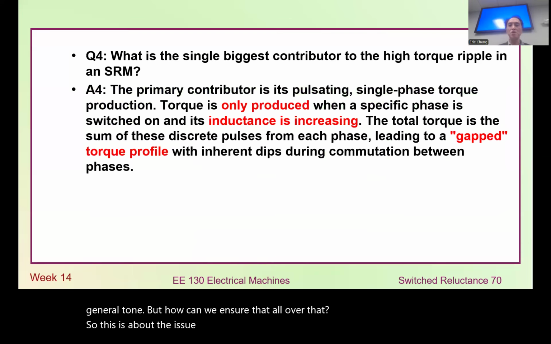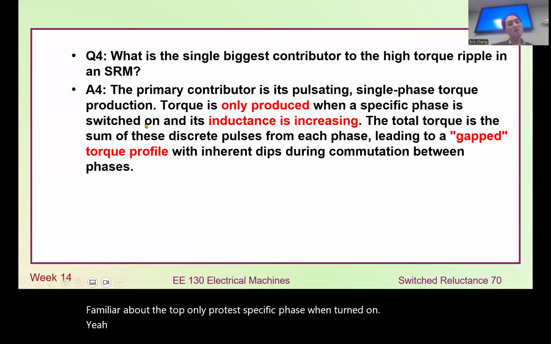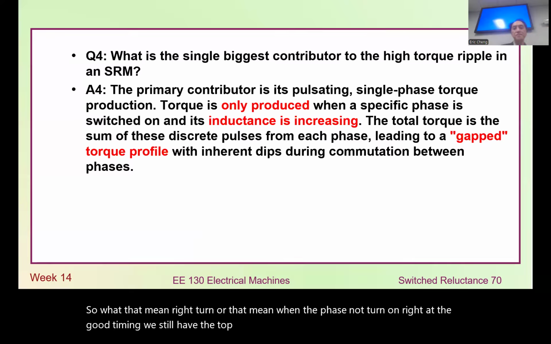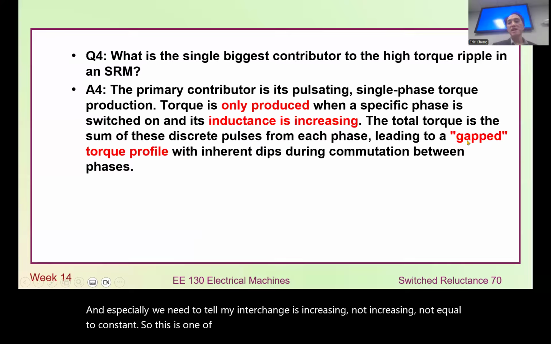So mainly the torque is only produced by a specific phase when it's turned on. That means when the phase is not turned on at the right timing, we have torque ripple. Especially, we need to turn on when the inductance is increasing, not decreasing and not constant. This is one of the timing controls. Otherwise we end up with some gaps in the torque profile, which we don't quite like.